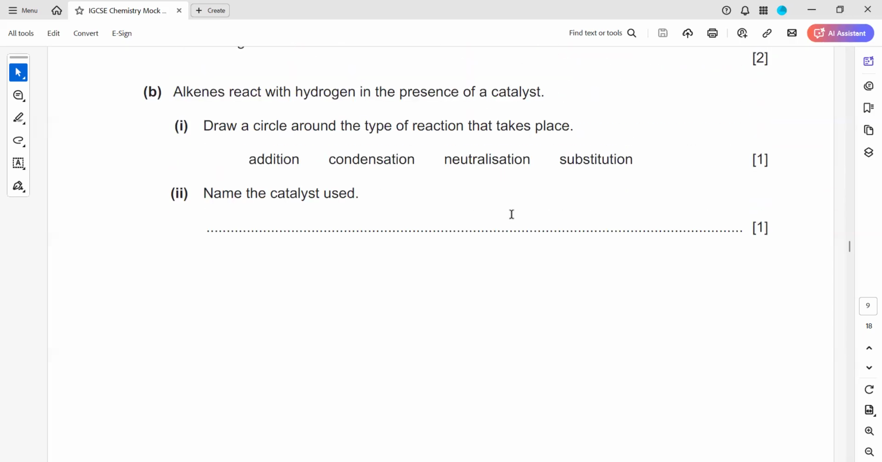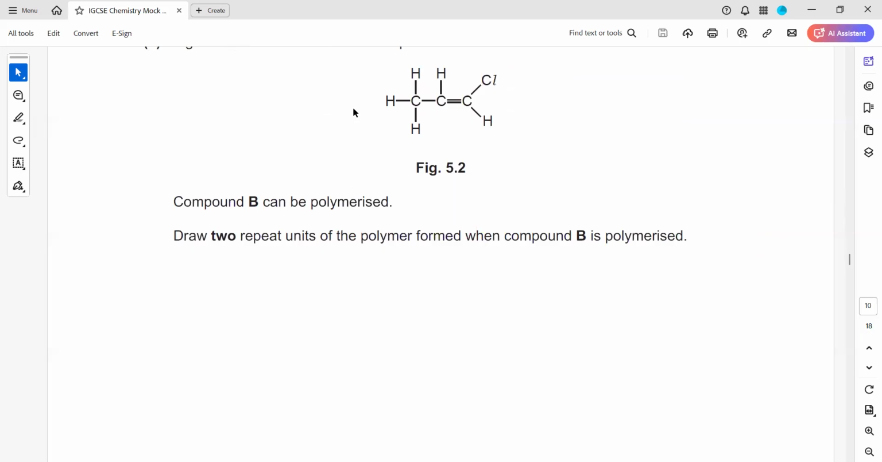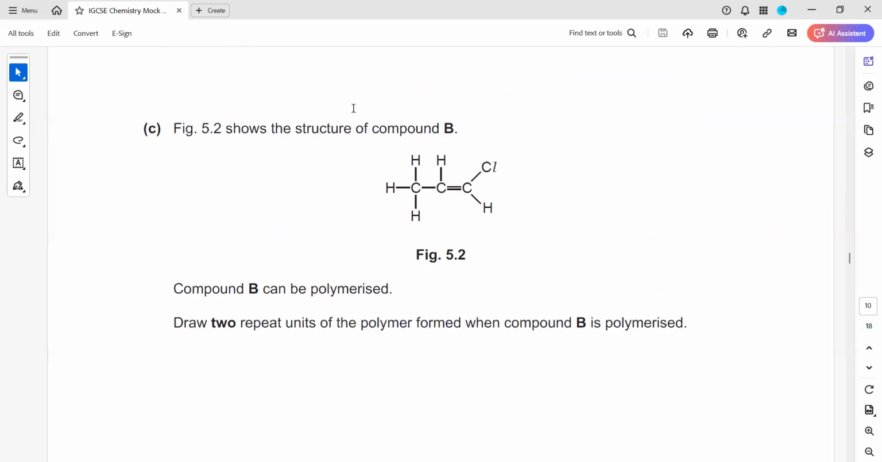Sir, what was that one? This one. Addition, and the catalyst is nickel. Nickel is used as a catalyst. You have to memorize this. Alkenes react with hydrogen, and nickel is used as a catalyst.